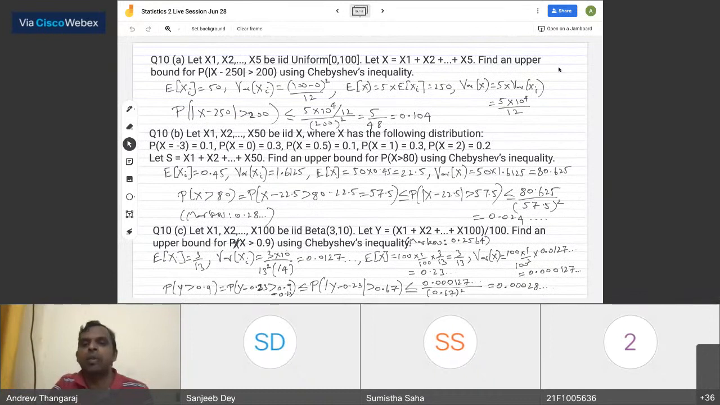For the first one, expected value of xi is 50, variance of xi is (100 minus 0) squared by 12. Expected value of x is 5 times expected value of xi, which is 250. Variance of x is also 5 times variance of xi, which is 5 times 10 power 4 by 12. So if you look at the probability that mod x minus 250 is greater than 200, it's a textbook case of variance of x divided by t squared. It's a very easy formula to remember. So we'll get 5 by 48 as the answer.